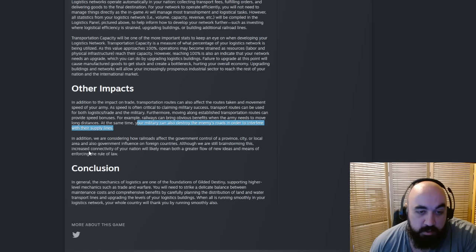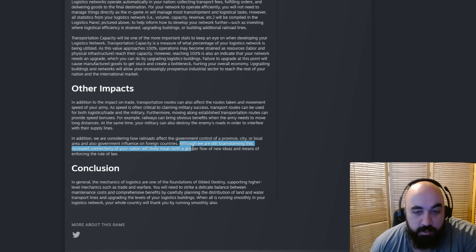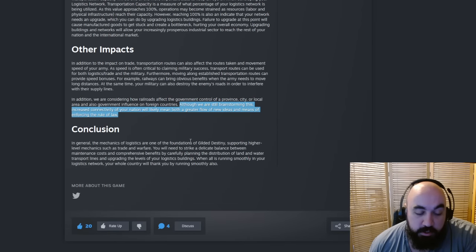In addition, we are considering how railroads affect the government control of a province, city, or local area and the government influence on those foreign countries. Although we are still brainstorming this, the increased connectivity of your nation will likely mean a greater flow of ideas and the means of enforcing the rule of law. Conclusion. In general, the mechanics of logistics are one of the foundations of Gilded Destiny.